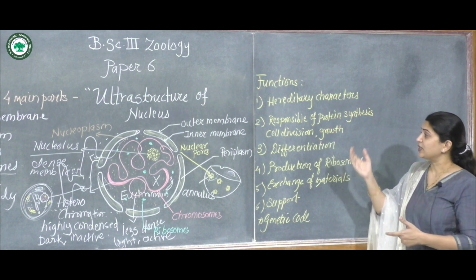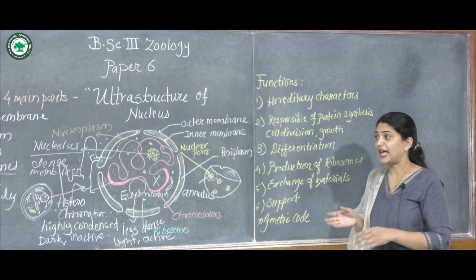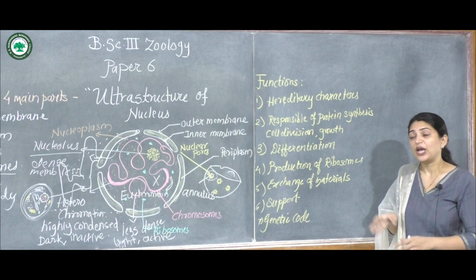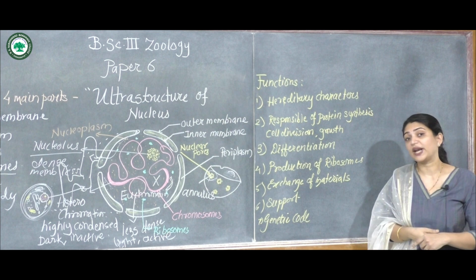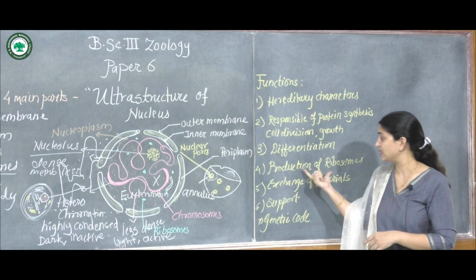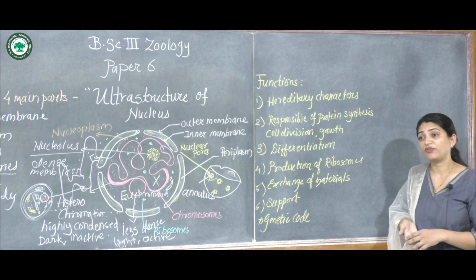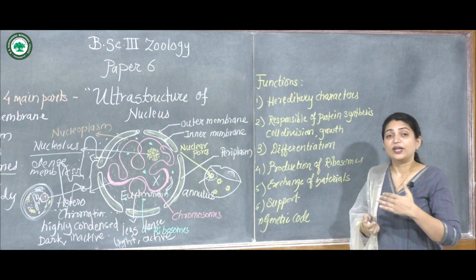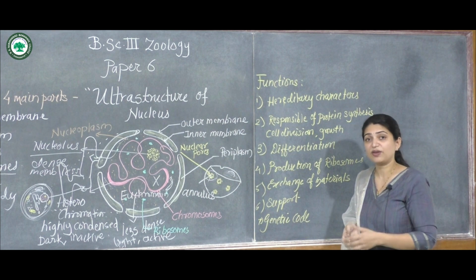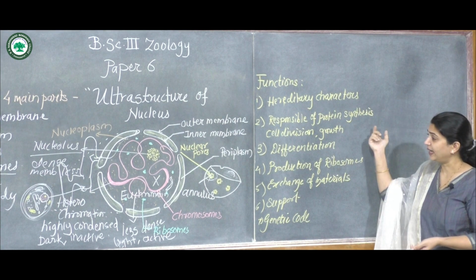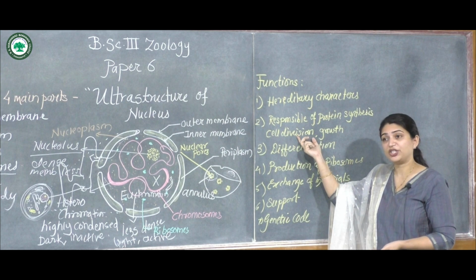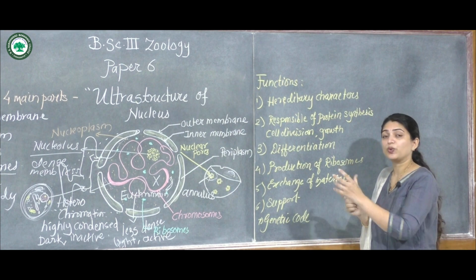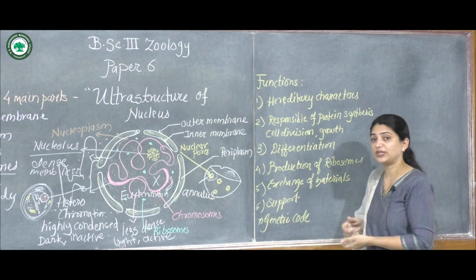The next function is that it is responsible for protein synthesis. As we have seen, the structure called the nucleolus is present inside the nucleus, where it is the production house of ribosomes. It is called the factory of ribosomes. So because of that, it is responsible for the protein synthesis function. Okay, then it also helps in cell division, where it is helpful to carry out the cell division process and transfer the chromosome molecules between the two cells.